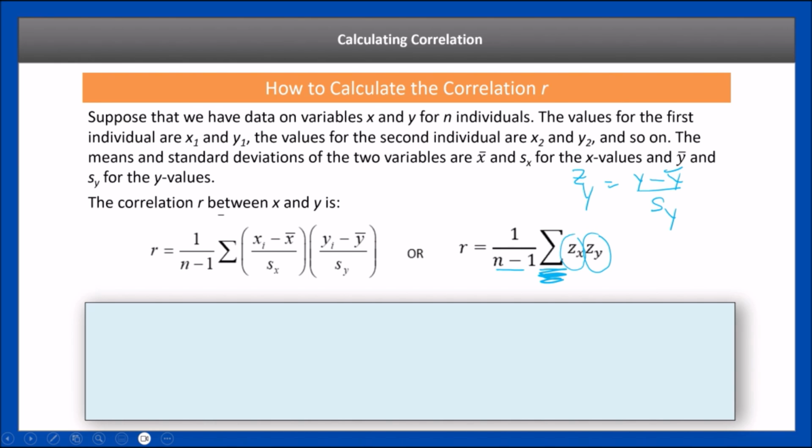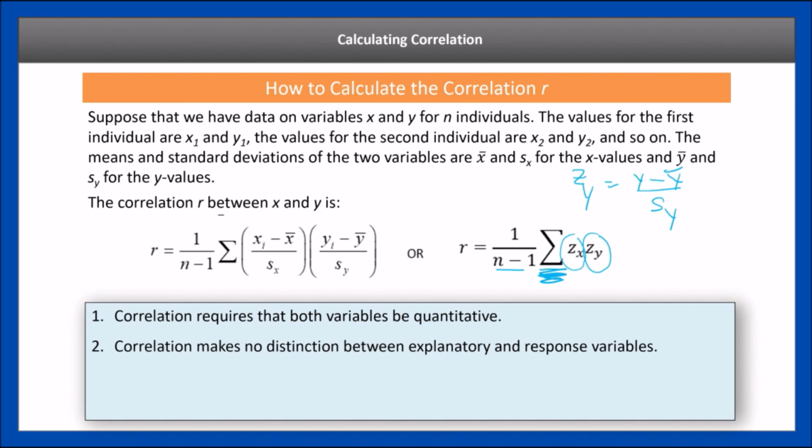First things first, let's talk about the properties, or things to remember, about the correlation. The correlation requires that both variables be quantitative. So you can't use this with categorical variables. You have to use quantitative variables that are measurable. The correlation makes no distinction between explanatory and response variable. So you could switch x and y, and it's not going to change the result of your calculation.